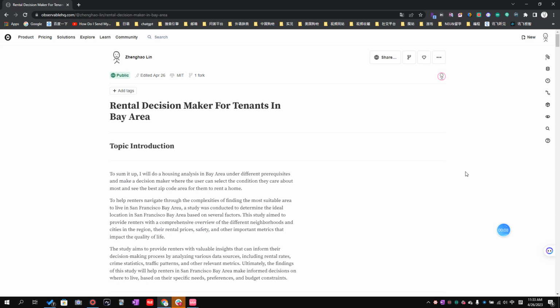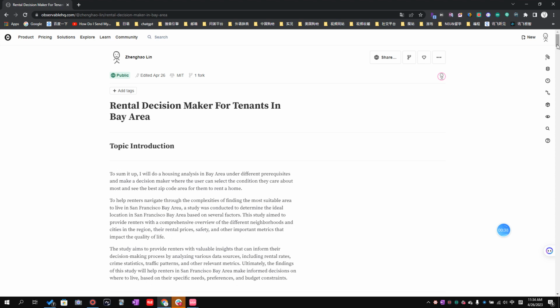To sum it up, in this study, I will do a housing analysis in the Bay Area on the different prerequisites and make a decision maker where the user can select the conditions they care about most and see the best zip code area recommended for them to rent a new home. This decision maker is based on interactive visualizations made with the D3 library, JavaScript, and the Observable HQ platform.